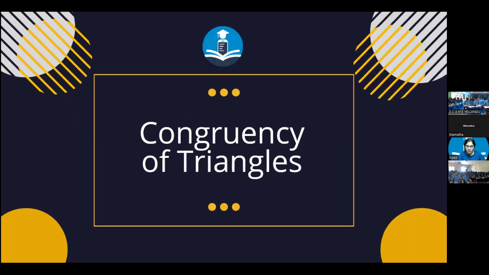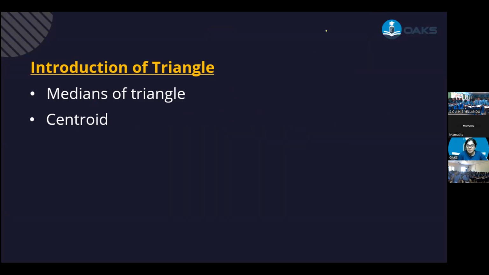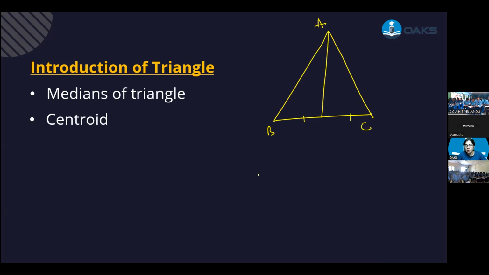So let me draw you the figure. We have this triangle. From A, we can draw a line like this on BC, and that will bisect BC. So we can say that AD is bisecting BC. Everybody understand this? So we have AD as the median of this triangle.